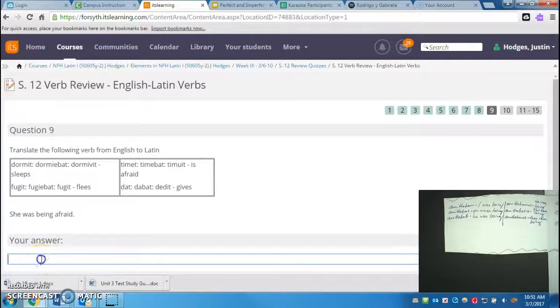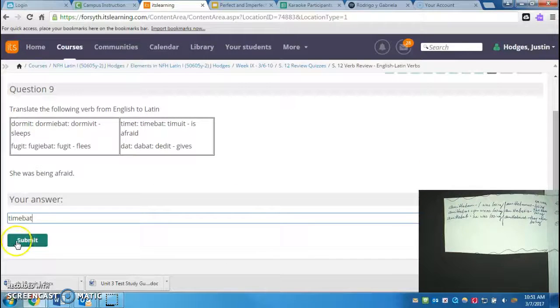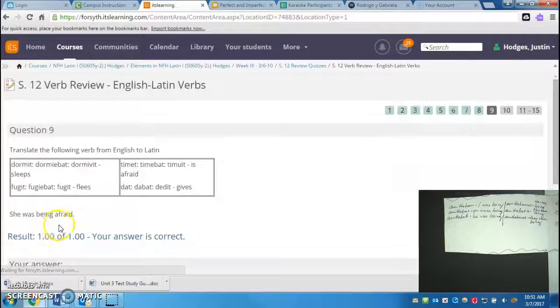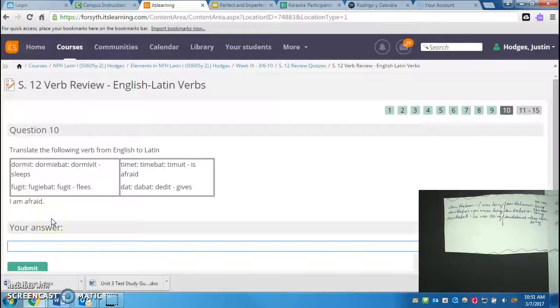All right. She was being afraid. Was being. We know it's imperfect. We see timebat here, and he, she, or it we know is third person singular, just right here. So actually, you can just write what's right there. Timebat. And that will be your answer, because that's third person singular. And that means he, she, or it, or the nominative noun, was doing something.